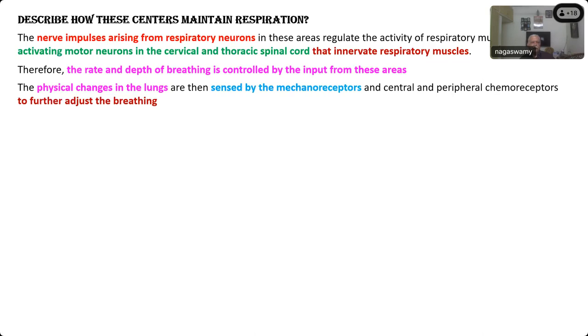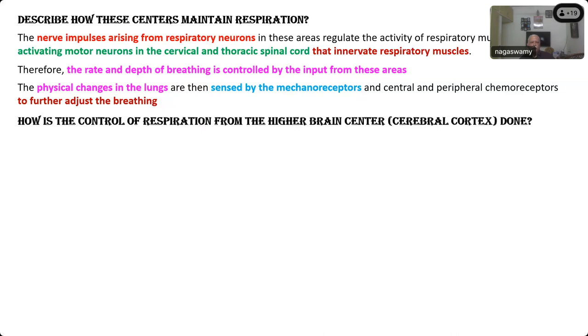And the physical changes in the lungs are then sensed by the mechanoreceptors. There is a stretching of the alveoli, the air passages. All these things produce a mechanical change. So there are receptors which are called mechanoreceptors, and there are peripheral and central chemoreceptors which sense the changes in the carbon dioxide and oxygen level to further adjust the breathing. So two things are important. One is the mechanoreceptors which sense the changes in the dimensions of the respiratory passages. The second thing is the chemoreceptors which judge the level of O2 and CO2. Both of them put together, they make their contribution in control of respiration.